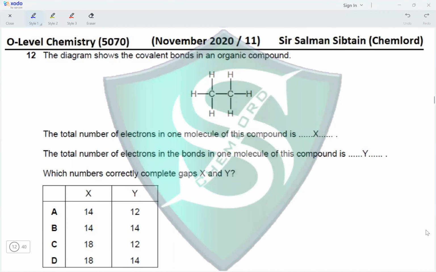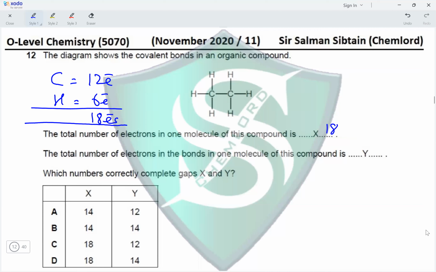Question 12. The diagram shows the covalent bonds in an organic compound. Okay, this is ethane. The total number of electrons in one molecule of this compound is X. So we have carbon. Each carbon has 6 electrons present, so 12. So 12 electrons from carbon. And we have 6 hydrogen present. So in total, we've got 6 electrons from hydrogen. So 12 plus 6 give us 18 electrons in total present in the molecule. So the answer here is 18.